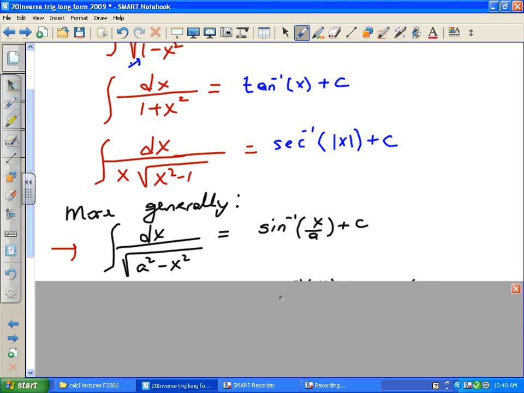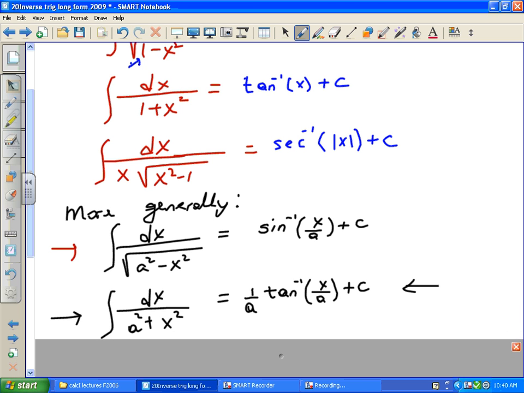Okay, and finally, the antiderivative of 1 over a squared plus x squared in the denominator equals... the moment you see the sum of two squares on the bottom, think about the tangent inverse function. And the rule says if you have the number a instead of a 1, then it's going to be 1 over a times tangent inverse of x over a. I want you to notice a difference here. In tangent inverse, there's an extra coefficient, 1 over a up front. In sine inverse, you do not have that coefficient. Okay, this is not a typo. That's the way it works out.